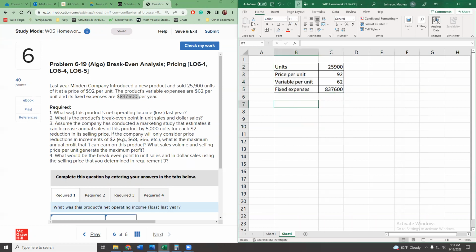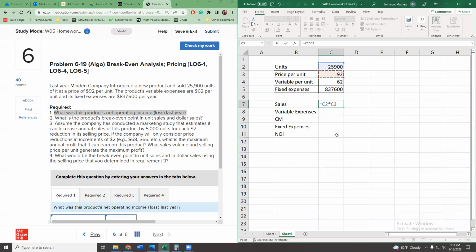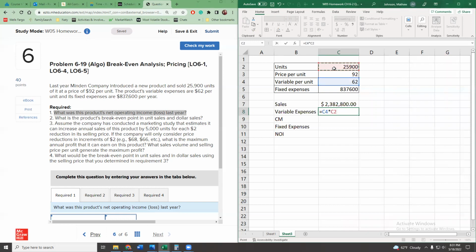So the first question is, what was this product's net operating income or loss last year? To find that, we need to do a little income statement. So we start with sales, variable expenses, contribution margin, fixed expenses, and net operating income. For sales, we know it was 25,900 units and the price was 92, so we multiply those two. The variable expenses were 62 per unit, so we do the same, multiplying times the units.